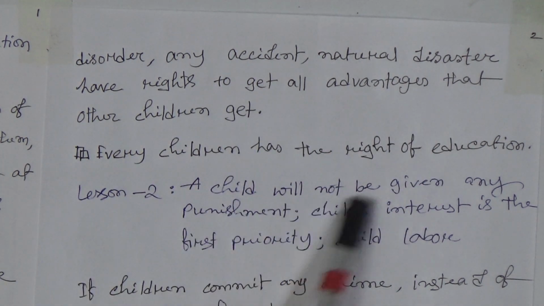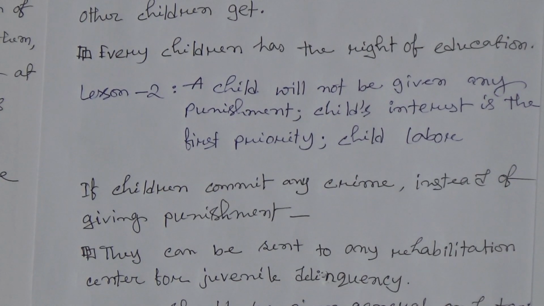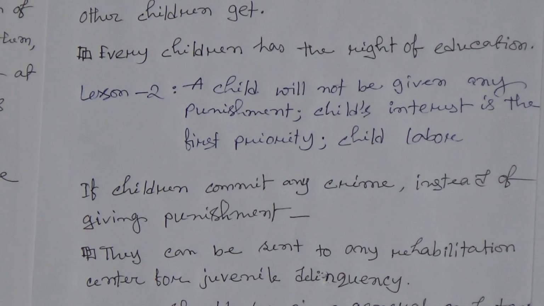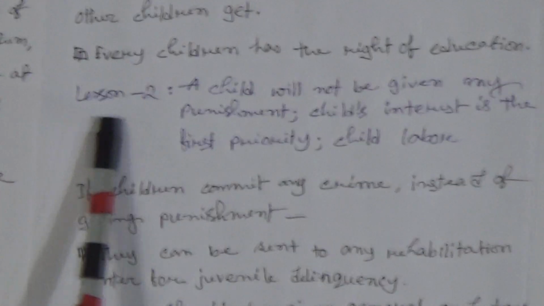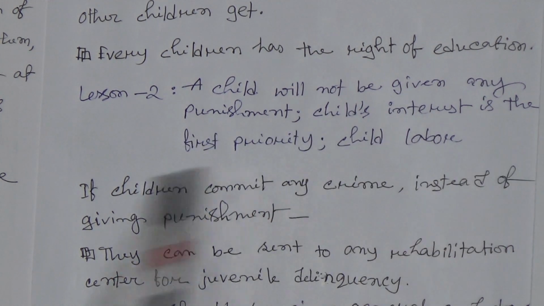And every child has the right to education. Actually, children have these rights. That means the children of all religions, all races, all cultures have the same rights. Now lesson 2, a child will not be given any punishment. Child's interest is the first priority, and child labor.